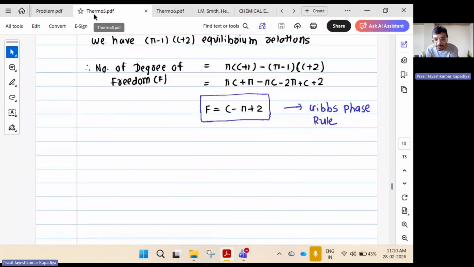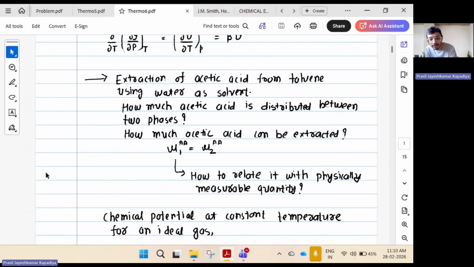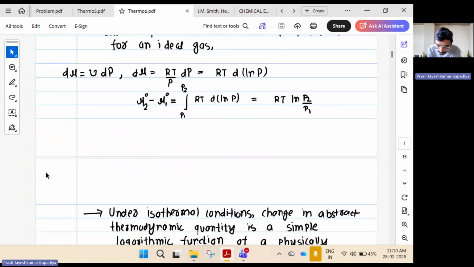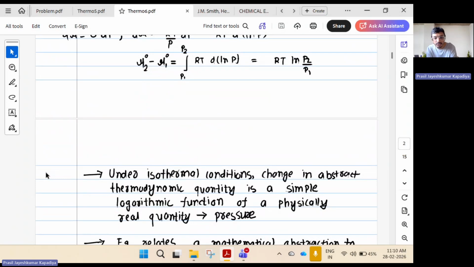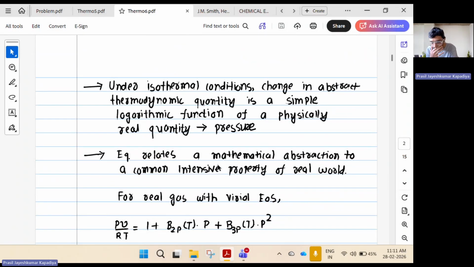And we find that Gibbs phase rule F is C minus pi plus 2, where C is number of components, pi is number of phases, and plus 2. So this is what we use to find the variables. Now after that, we related, in isothermal condition, the change in the abstract thermodynamic quantity chemical potential, which is simply the logarithmic function of the physically real quantity pressure.